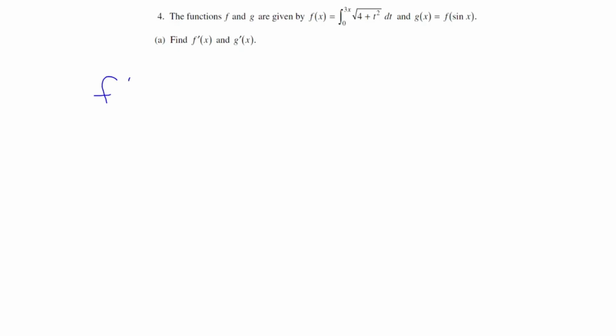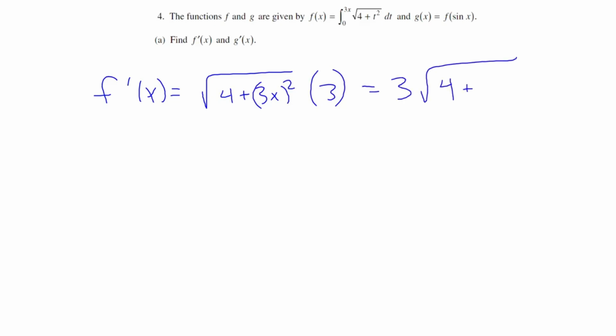So f prime of x, well, that's just the derivative of an integral from a constant to a function, 0 to 3x, of some other function. So the fundamental theorem of calculus says plug in the 3x as t, so it's root 4 plus t squared, and then multiply by the derivative of the 3x. So we're going to get 3 root 4 plus 9x squared as f prime of x.